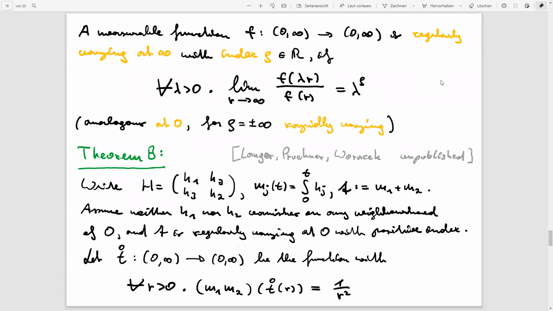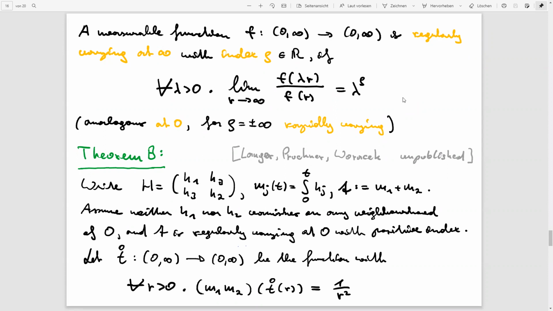Of course, the same notion you can define at 0 when you let r tend to 0 instead of infinity. And the same notion you can define when the exponent is plus or minus infinity, just by formally understanding lambda to the plus infinity. What is it? It is 0 when lambda is smaller than 1, and it is plus infinity when lambda is larger than 1. So in the canonical way, if rho is plus or minus infinity, you can use the same formula, and then one speaks of rapidly varying functions.